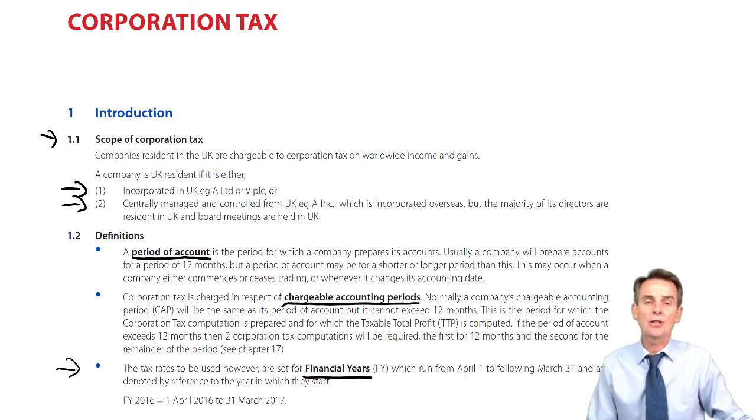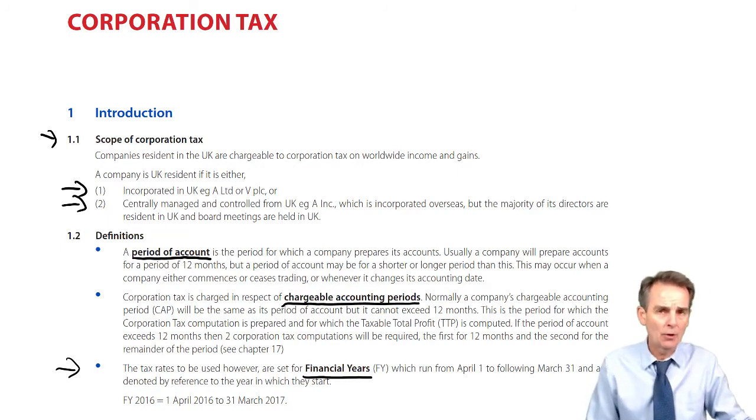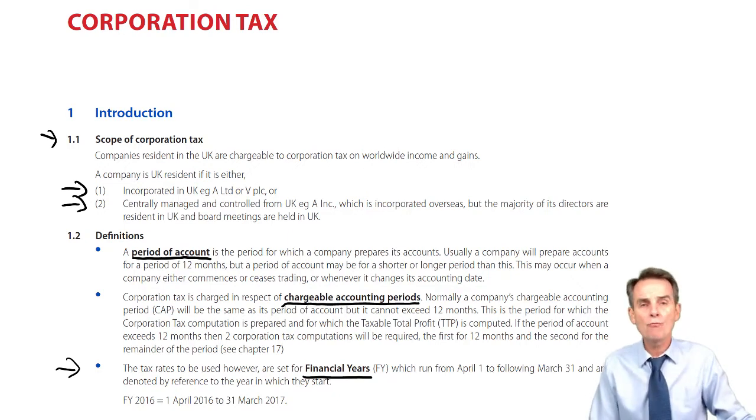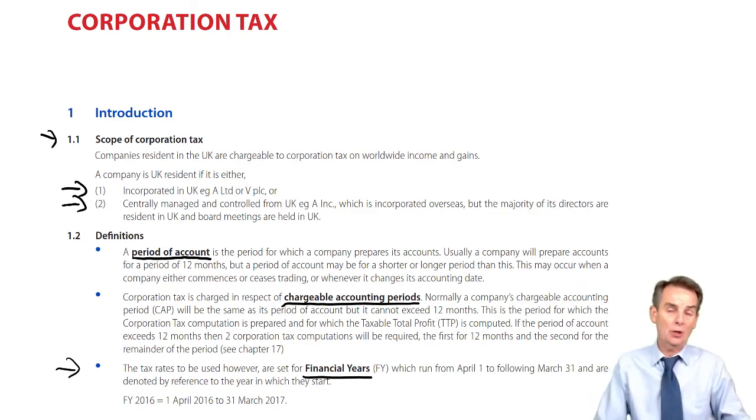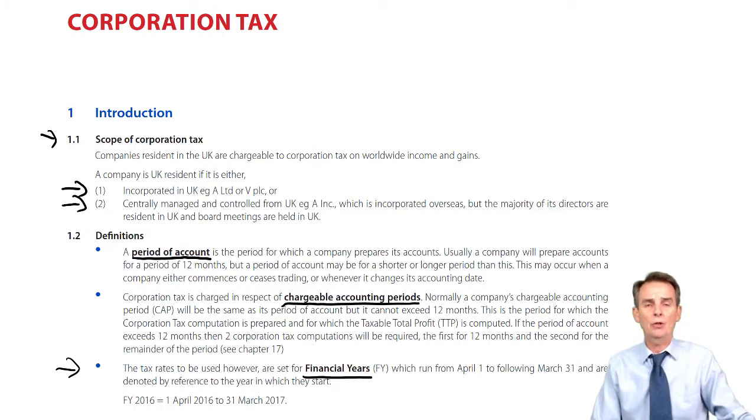HMRC have set the rate as it is now, or previously as was, the rates of corporate tax. Now, when there were different rates of tax, we needed to know what happened in terms of the financial years and the tax rates that would be applicable. What we have at this point is a single rate of UK corporate tax. It's set at 20%, and it's the same in recent financial years, at least as far as you're concerned.